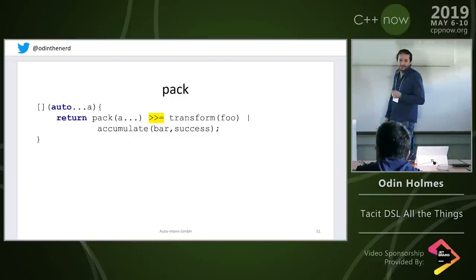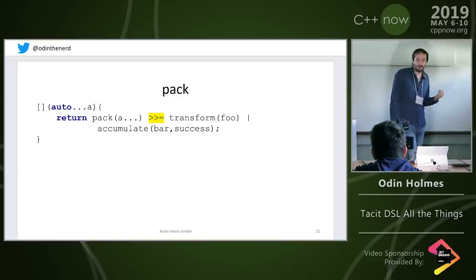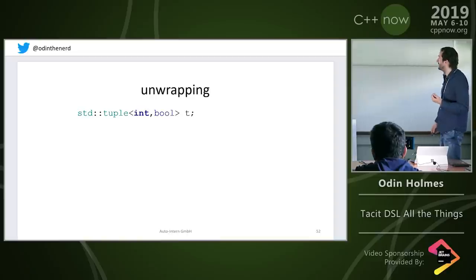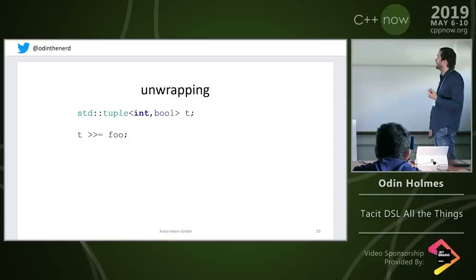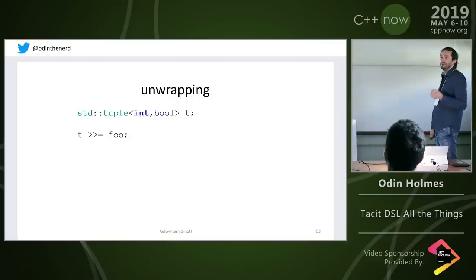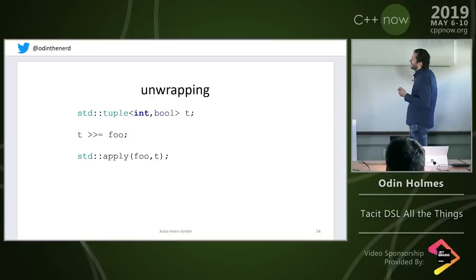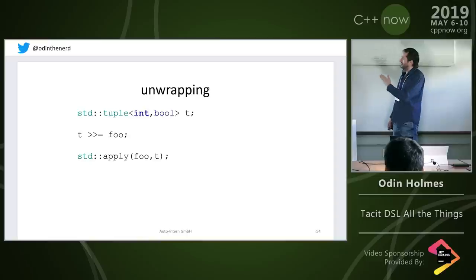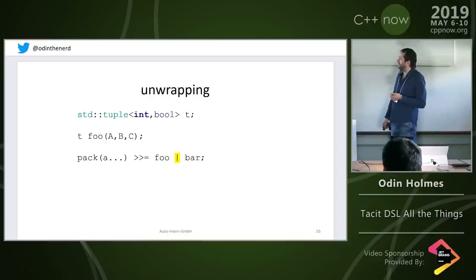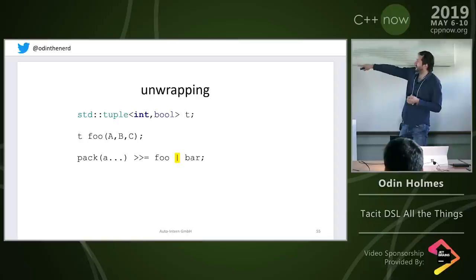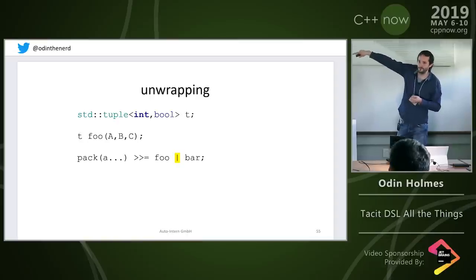And this actually helps us for another reason with an ambiguity, right? So if I have a tuple and I want to right shift operator that thing into a callable, well, that's apply, right? Because it works in a DSL rather than it being a free function, I can say, okay, well, what if I have this composition and foo returns a tuple here, right? Return type of foo is t, right? And so which overload of bar do I mean? Do I mean the one that takes a tuple of int and bool? Or do I mean the one that takes an int and a bool?